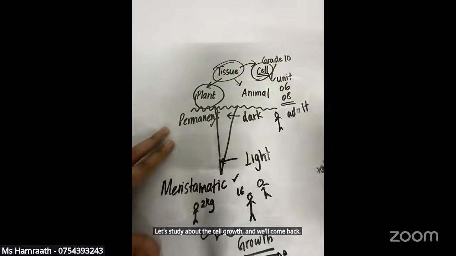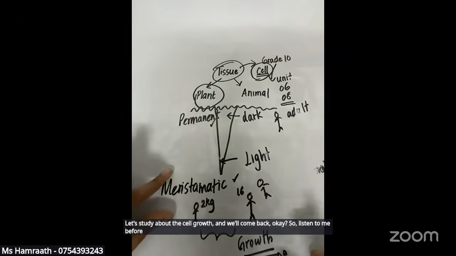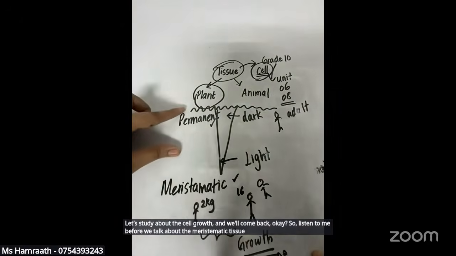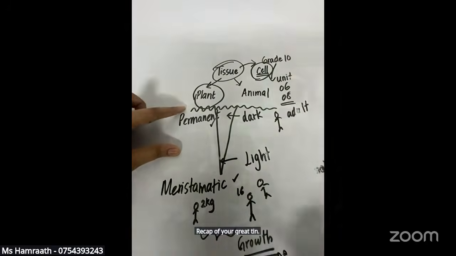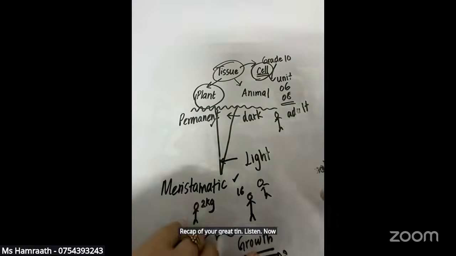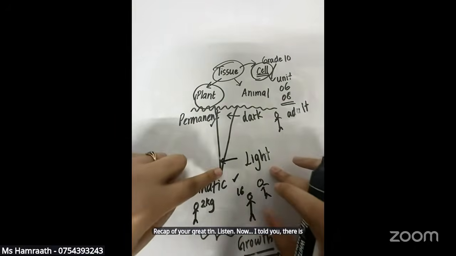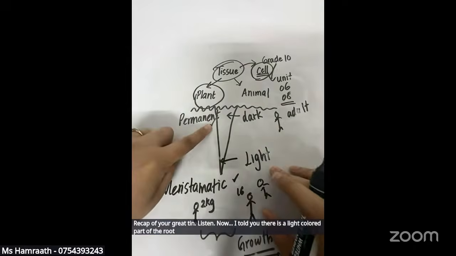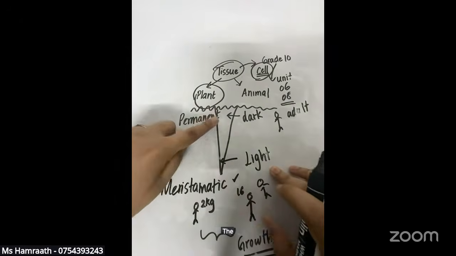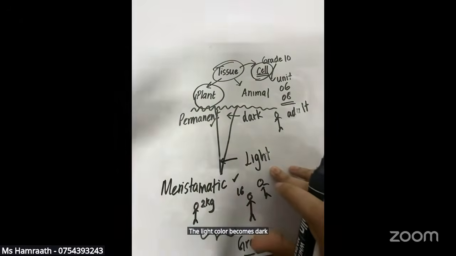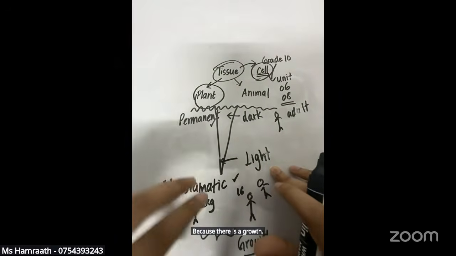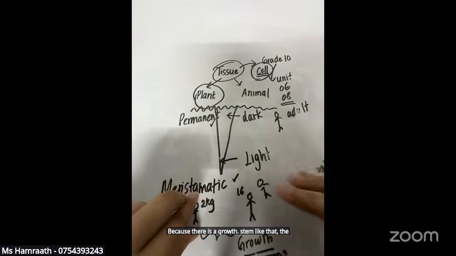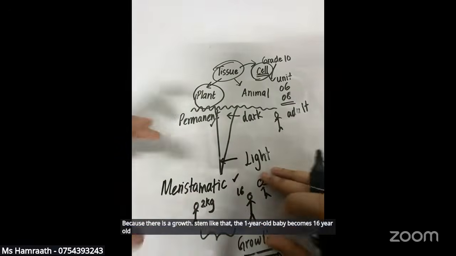Okay, listen to me. Before we talk about the meristematic tissue and the permanent tissue, we have to do a recap of your grade 10. I told you there is a light colored part of the root and a dark colored part of the root. The light colored becomes dark colored after some days, right? Why? Because there is growth. Same like that, the 1-year-old baby becomes 16-year-old. Why? There is growth.